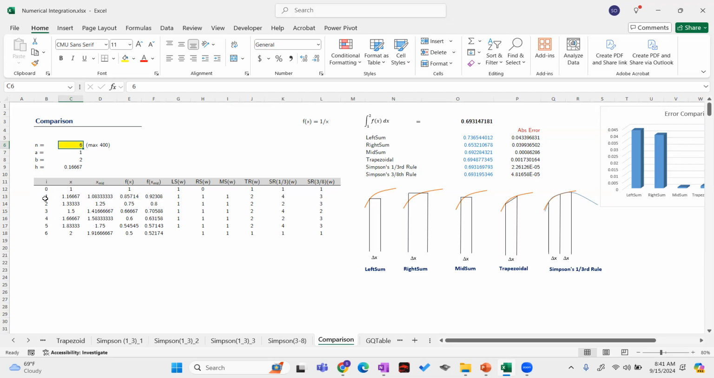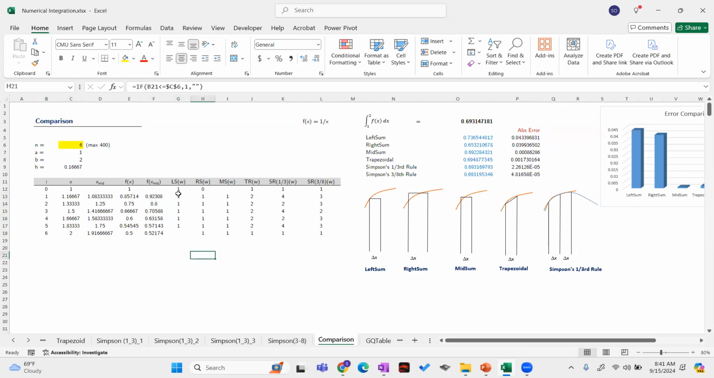So here are the indexes. These are my x, and x mid you can calculate. This will be needed for the midpoint rule because you have to evaluate the function at the midpoint of these regions, which is at these points. So here I have f of x, f at x mid also is there.